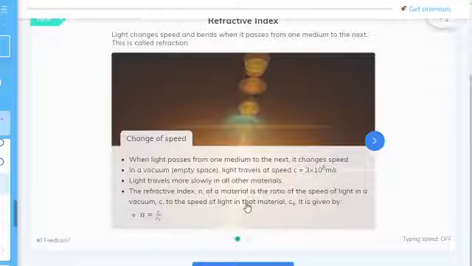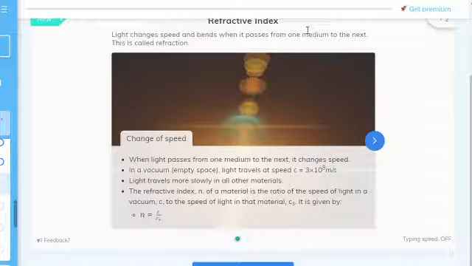Right, we're doing refraction on a plane surface and refraction and internal reflection in fibre optics. So, refractive index. Light changes speeds and bends when it passes from one medium to the next.